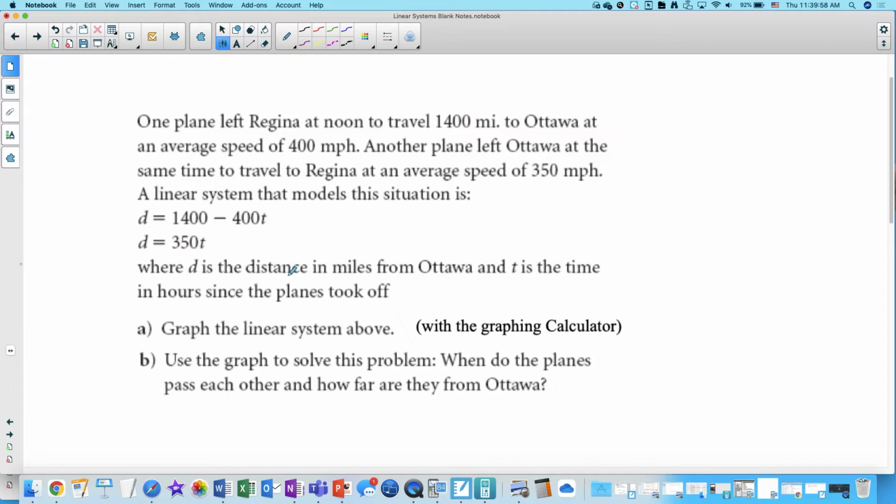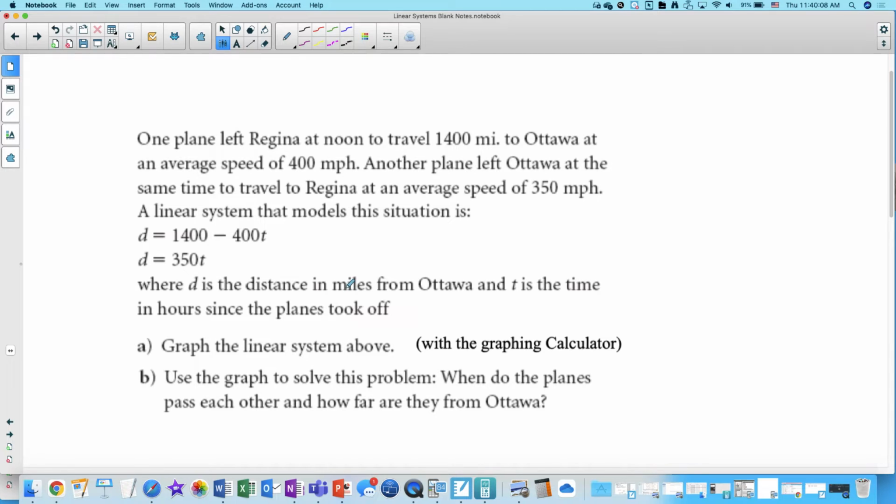One plane left Regina at noon to travel 1,400 miles to Ottawa at an average speed of 400 miles per hour. Another plane left Ottawa at the same time to travel to Regina at an average speed of 350 miles per hour. A linear system that models this situation is this. Okay? And D in these equations represents the distance in miles from Ottawa. T is the time in hours since the planes took off.